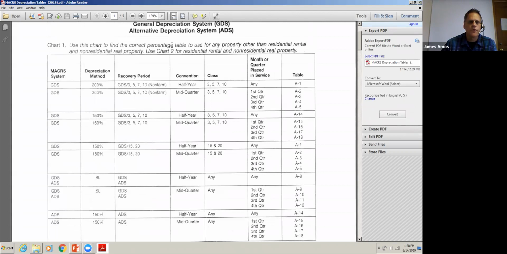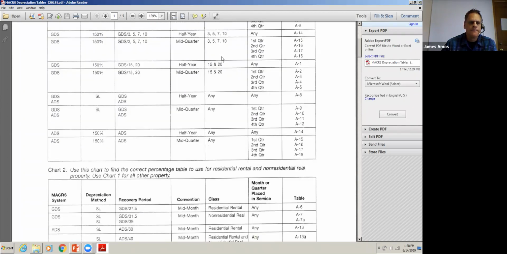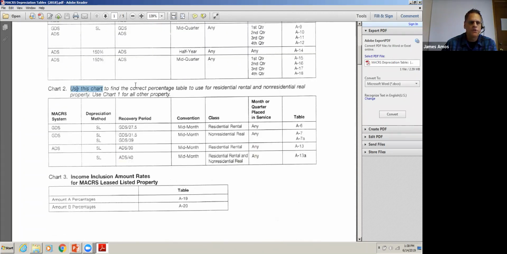Okay? Now, I want to go back up just to point out that we skipped over chart 2. Chart 1 was for non-real estate. What about real estate? We'll use this chart for the correct percentage table for residential rental and non-residential real property. In this case, we're using the GDS system, the standard method that we mostly use. We're using the straight line method. Why is that? Because you'll notice you have no other option. When you're dealing with real estate, it's always straight line.